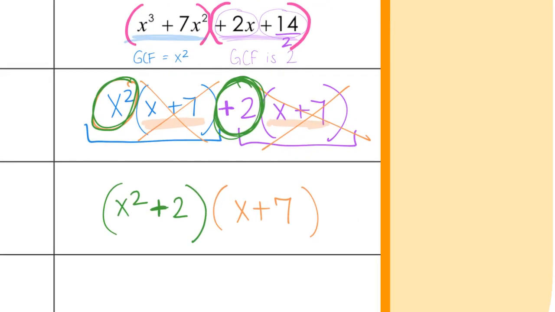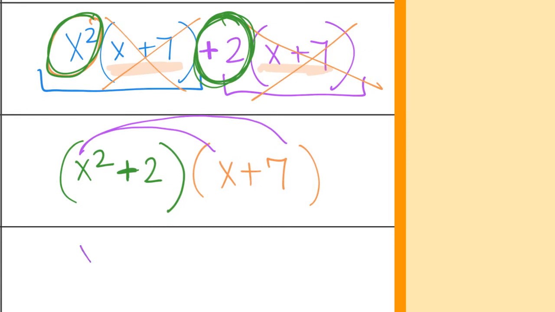Is this going to actually work out to be what it should be? You can go ahead and just distribute this like we normally would do. So let's do that real quick. X squared times x, well, that's x cubed. X squared times 7 is 7x squared. And then 2 times x is 2x, and 2 times 7 is 14.